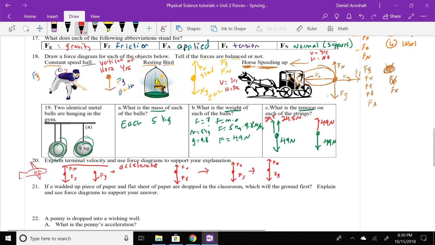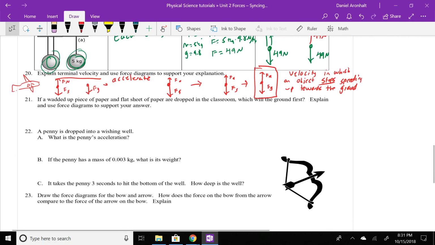So terminal velocity is the velocity at which an object stops speeding up towards the ground. Is it still going fast? Yes. It didn't slow down. It just stopped speeding up. You see how the forces are balanced here? That means it's going the same speed it was at this point in time. Not speeding up, but also not slowing down. That's what terminal velocity is. A couple more and then we're done.